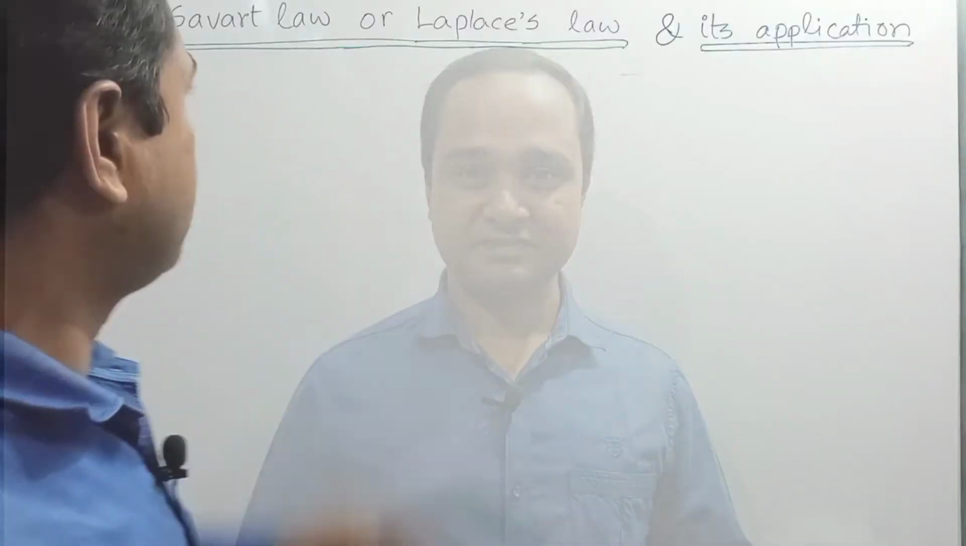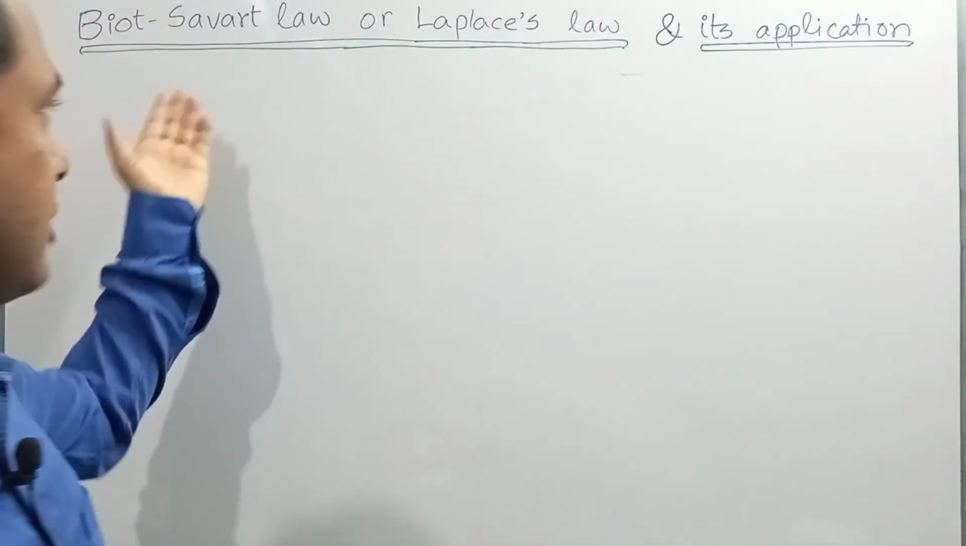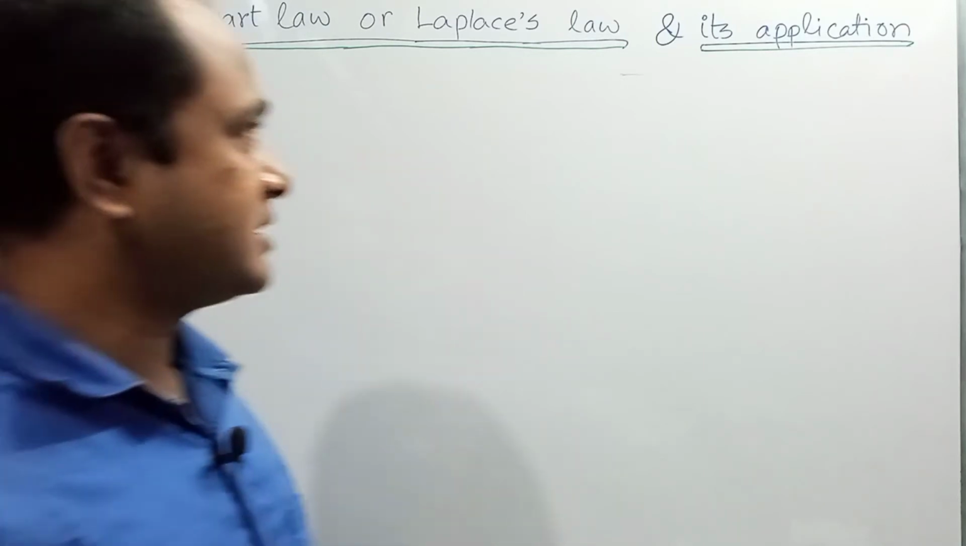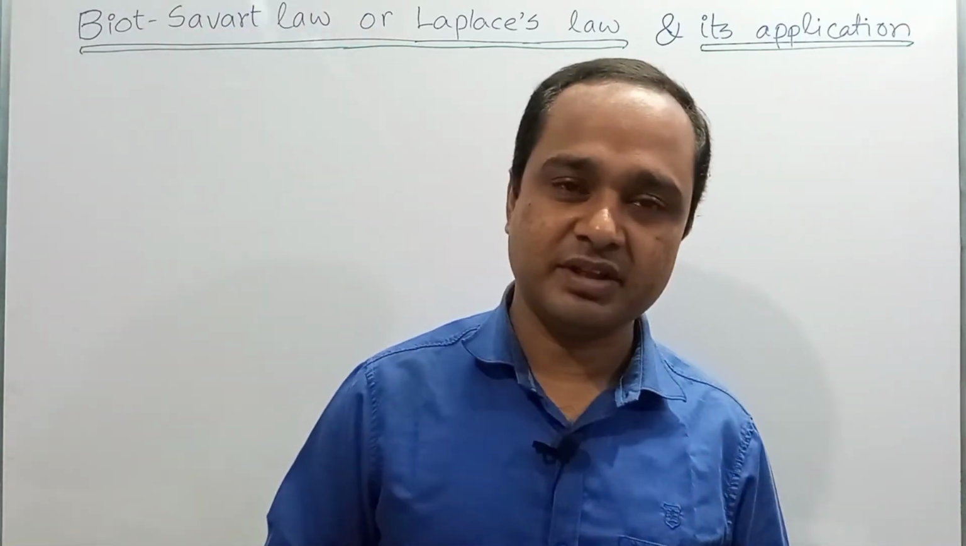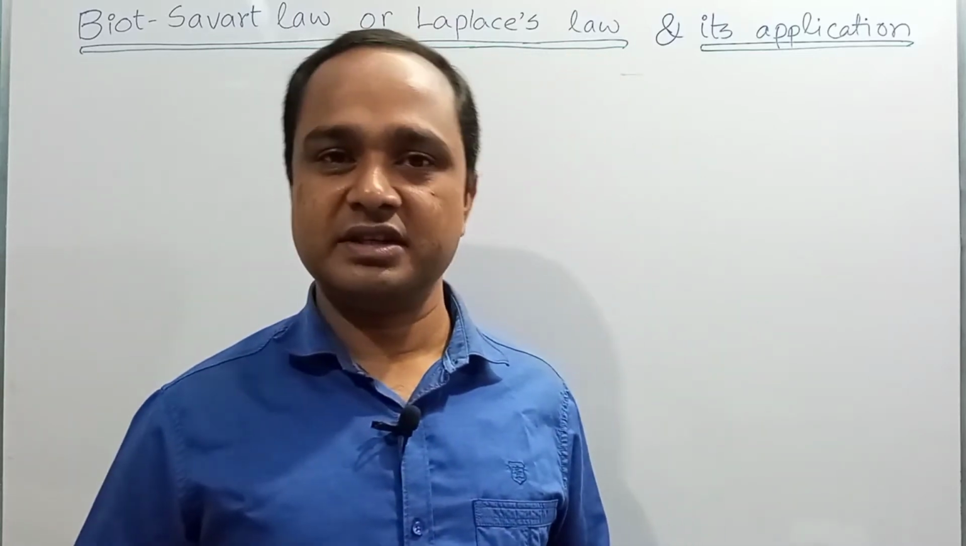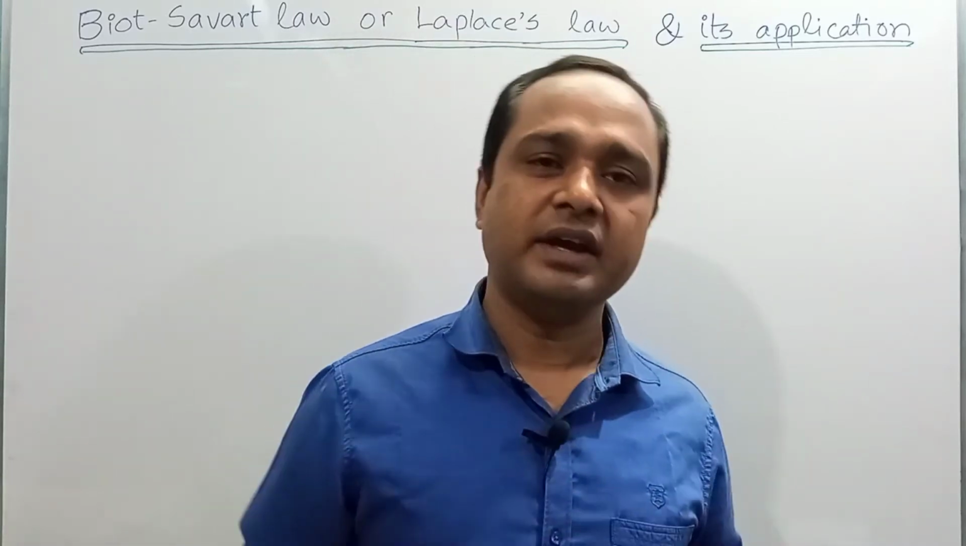Dear students, today we are going to discuss an important topic from our physics second paper, from chapter 4, that is the magnetic effect of current. Our today's topic is Biot-Savart law or Laplace law and its application. Scientist Oersted first discovered that a current carrying conductor can create a magnetic field around the current carrying wire.